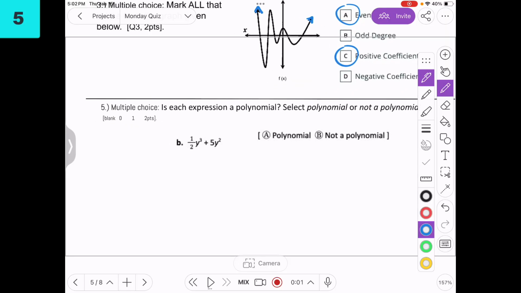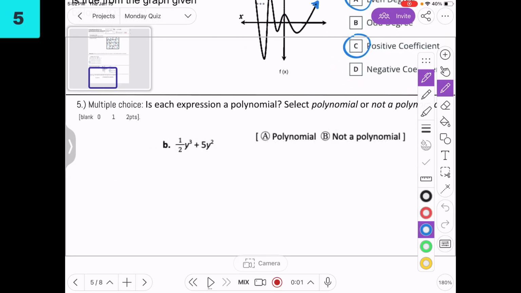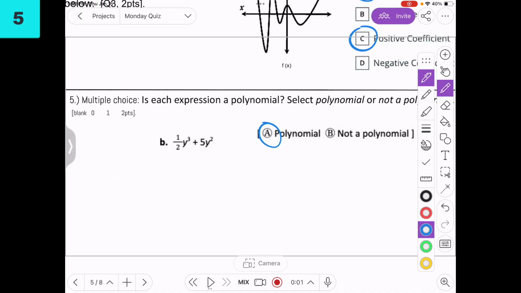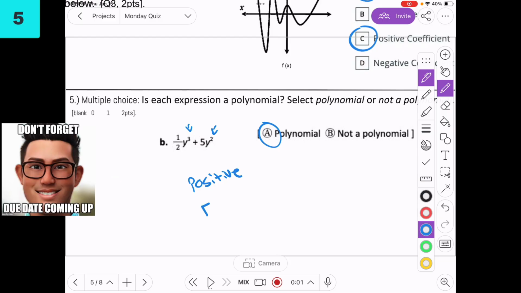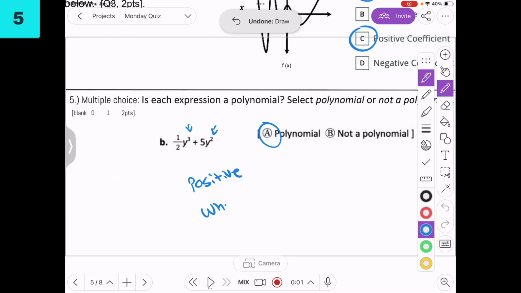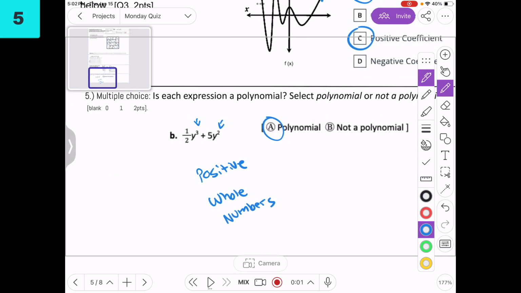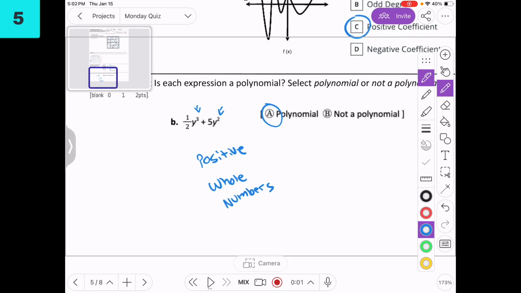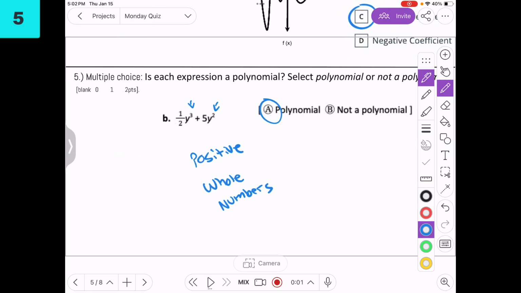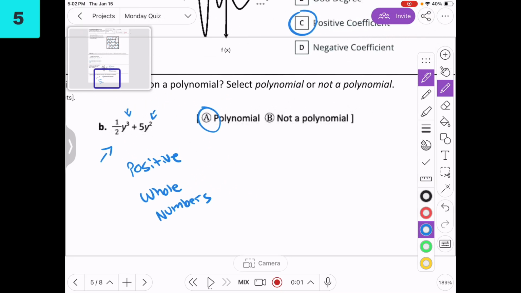Next up, we have this following polynomial or not polynomial. The reason why this is a polynomial is because my exponents are positive whole numbers. However, if they were fractions or negative numbers, this would not be a polynomial. Don't let this leading coefficient confuse you. The leading coefficient is a fraction, but that does not matter in this case.